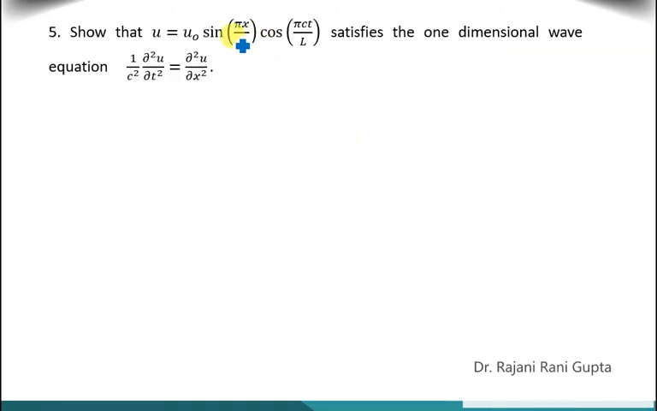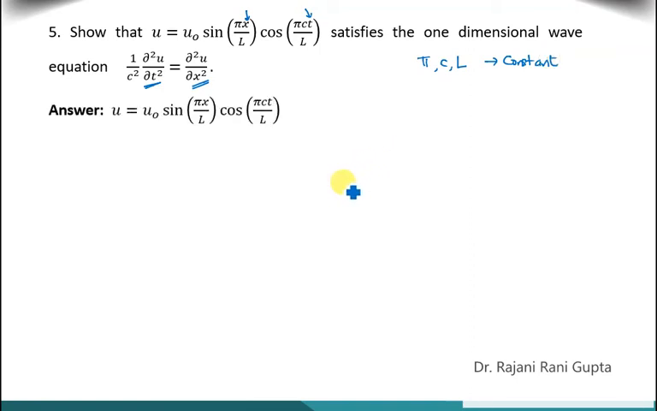Similarly, it can involve x, t, pi and n. So here you have to show that it satisfies the one-dimensional wave equation. So you need the second partial derivative with respect to t and the second partial derivative with respect to x. Now you can see that it is a function of variables x and t. The other things, pi, c and l, are considered to be constants. So we will work one by one.